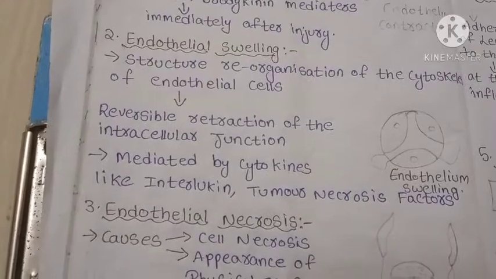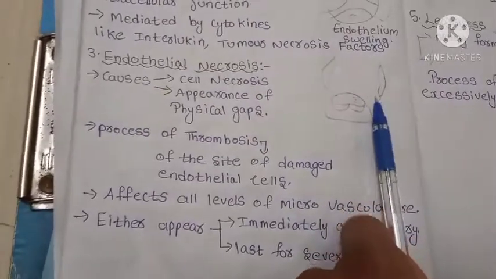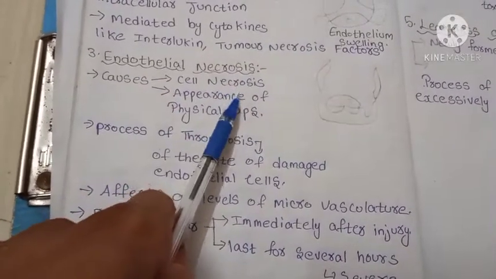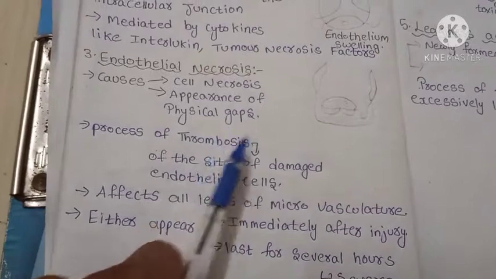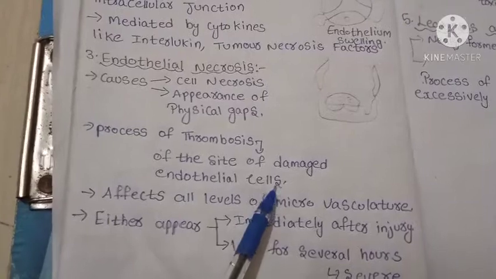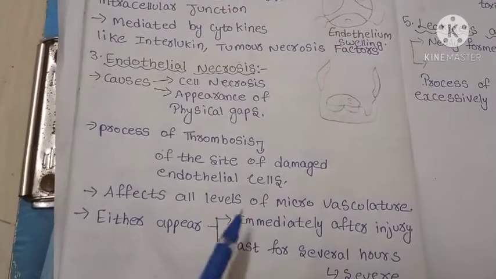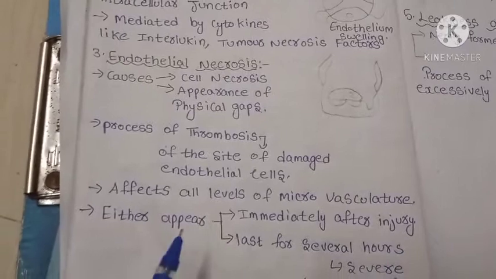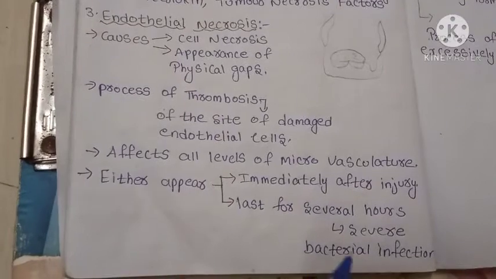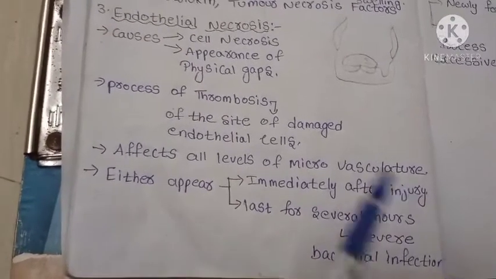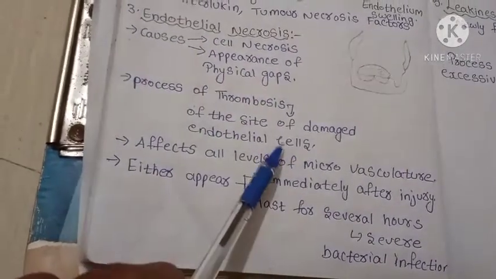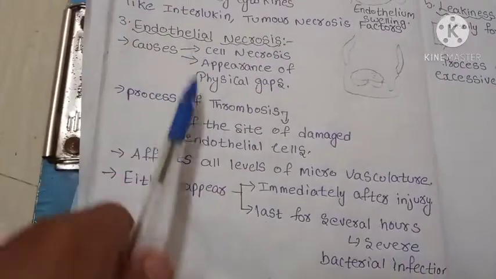Next, endothelial necrosis. Here you can see the image of endothelial necrosis. The main cause of endothelial necrosis is cell necrosis, appearance of physical gaps, and also the process of thrombosis at the site of damaged endothelial cells. It affects all levels of microvasculature, and either appears immediately after injury or lasts for several hours, and also occurs in severe bacterial infection. These are the causes of endothelial necrosis.